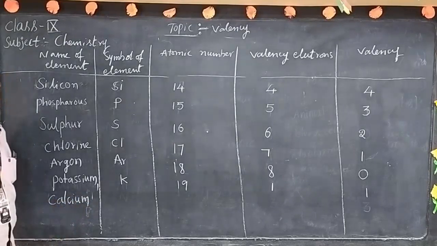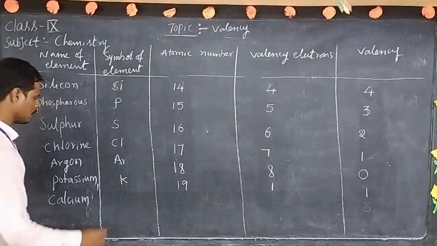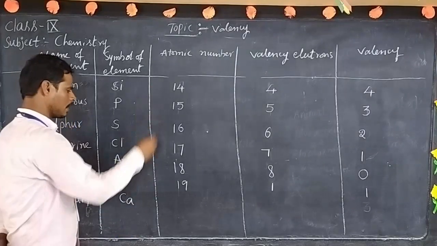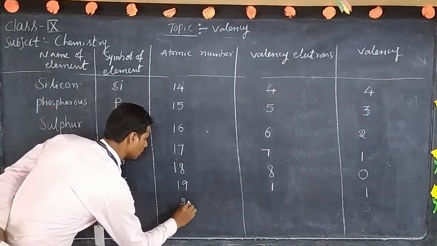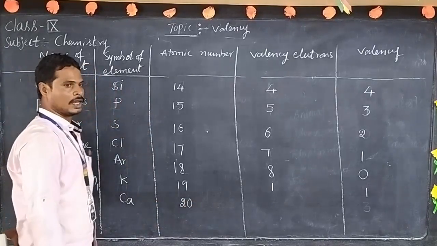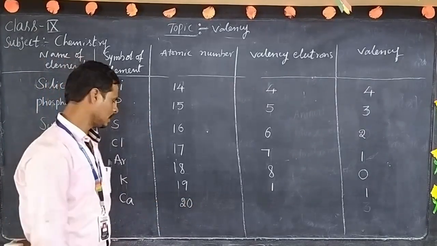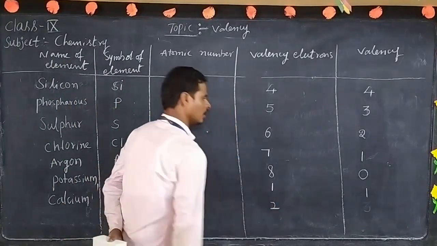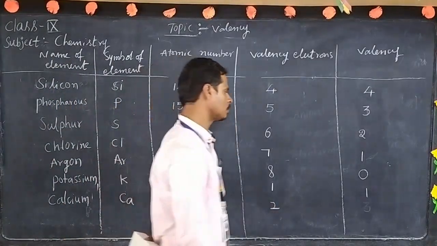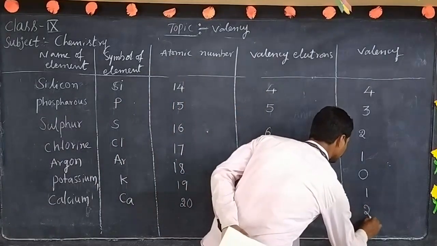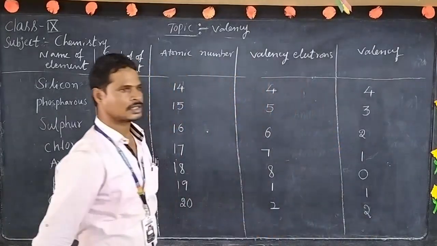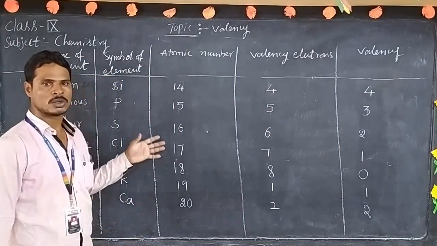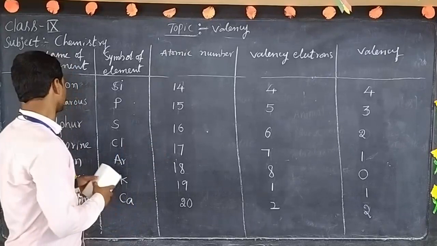Name of the element calcium. Symbol of calcium Ca. Atomic number of calcium 20. Number of valence electrons present in calcium 2. Valency of calcium 2. So this is the valency of elements 1 to 20.